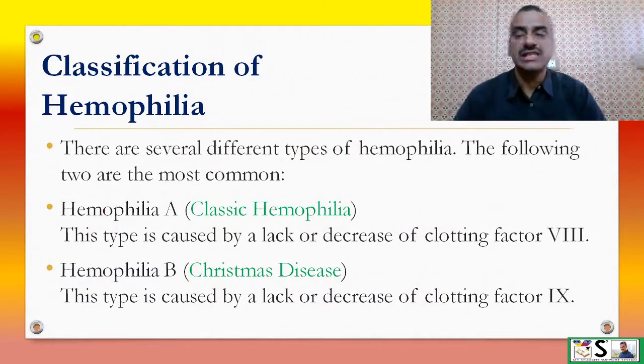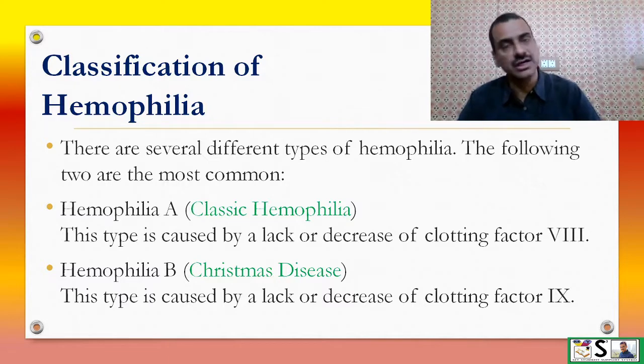Now we come to the classification of hemophilia. There are several different types of hemophilia, but the most common are hemophilia A and hemophilia B. Hemophilia A is also known as classic hemophilia. This type is caused by lack of or decrease in clotting factor 8. And hemophilia B, also known as Christmas disease, is caused by lack of or decrease in clotting factor 9.